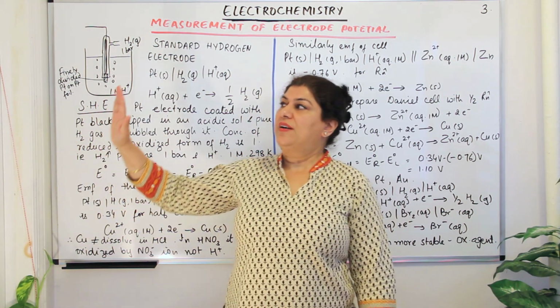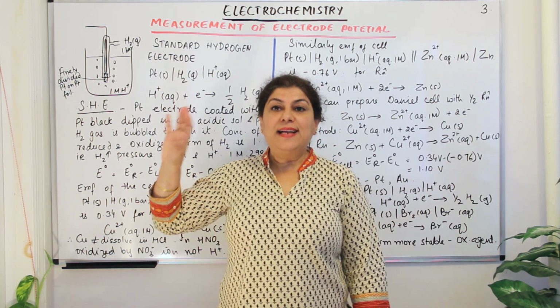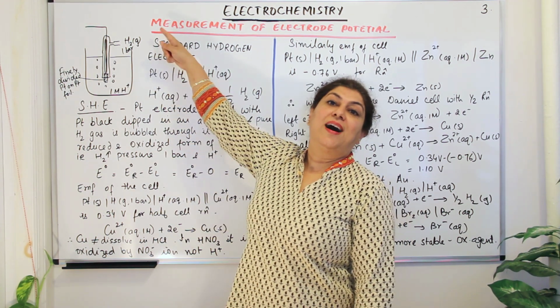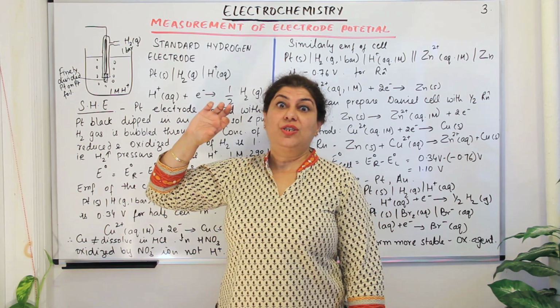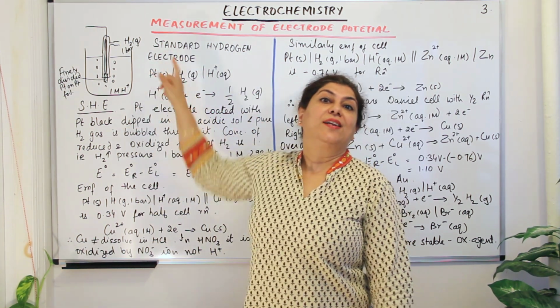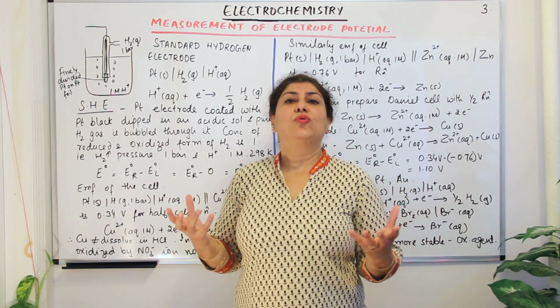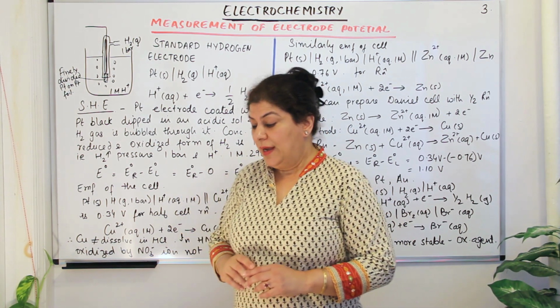We gave a reference. We made something a reference. And that something that we made the reference electrode was known as the hydrogen electrode. And the conditions were standard conditions. Therefore, we called it the standard hydrogen electrode. Now, what does the standard hydrogen electrode consist of? What is it and what is its E.m.f?